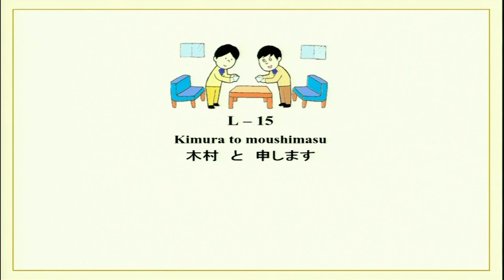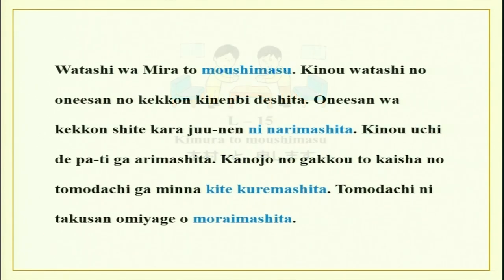So now you just heard the passage, and I'm sure some parts of the passage are clear, and the rest which is not clear we will do right now. This is a passage about Mira and her elder sister. So we have Watashi wa Mira to moshimasu. Moshimasu means, I am called Mira.